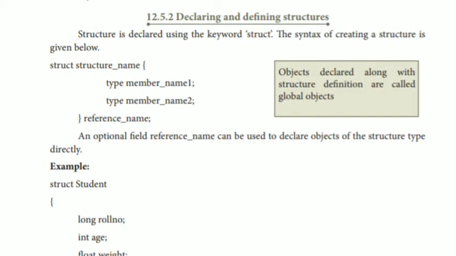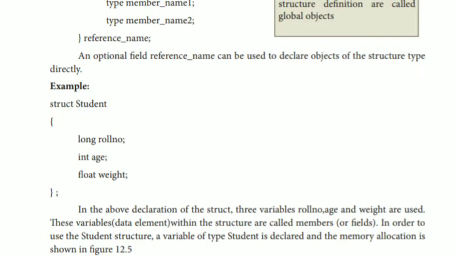Okay, declaring and defining structures. A structure is defined using the struct keyword. The syntax of creating a structure is: struct structure_name open brace, type member_name semicolon, type member_name2 semicolon, close brace, reference name. Example: struct student open brace, long roll number, int age, float weight. In the above declaration of the struct, three variables, roll number, age and weight, are used. The variables, or data elements, within the structure are called members.